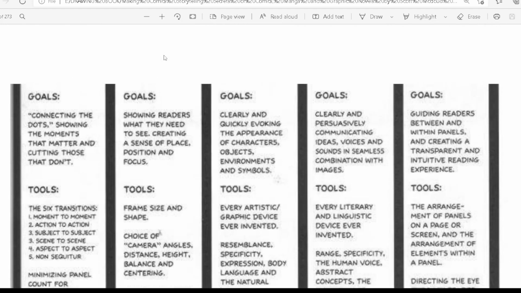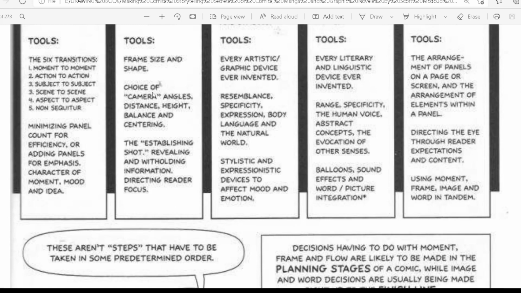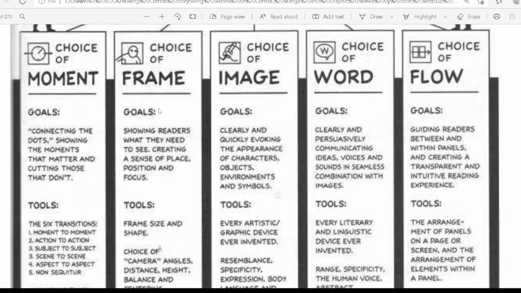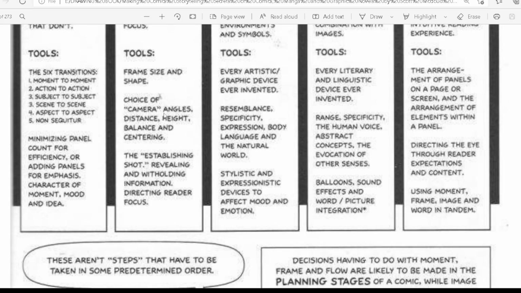Tools required in choice of frame: frame size and shape, choice of camera angles, distance, height, balance and centering. So basically while making the choice of frame, you have to keep in mind what should be the frame size and shape.